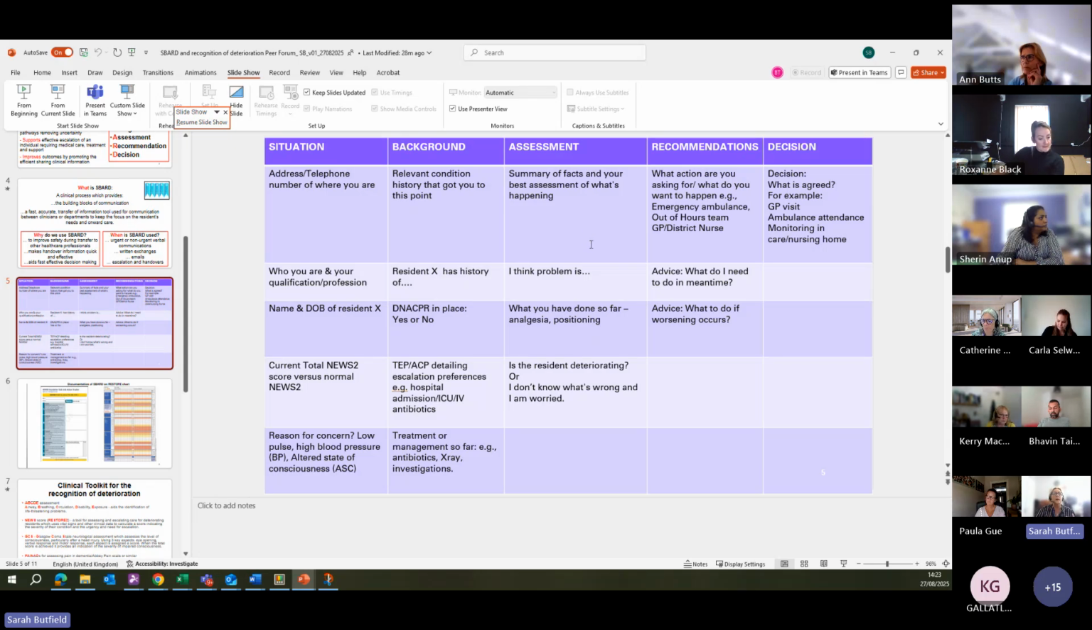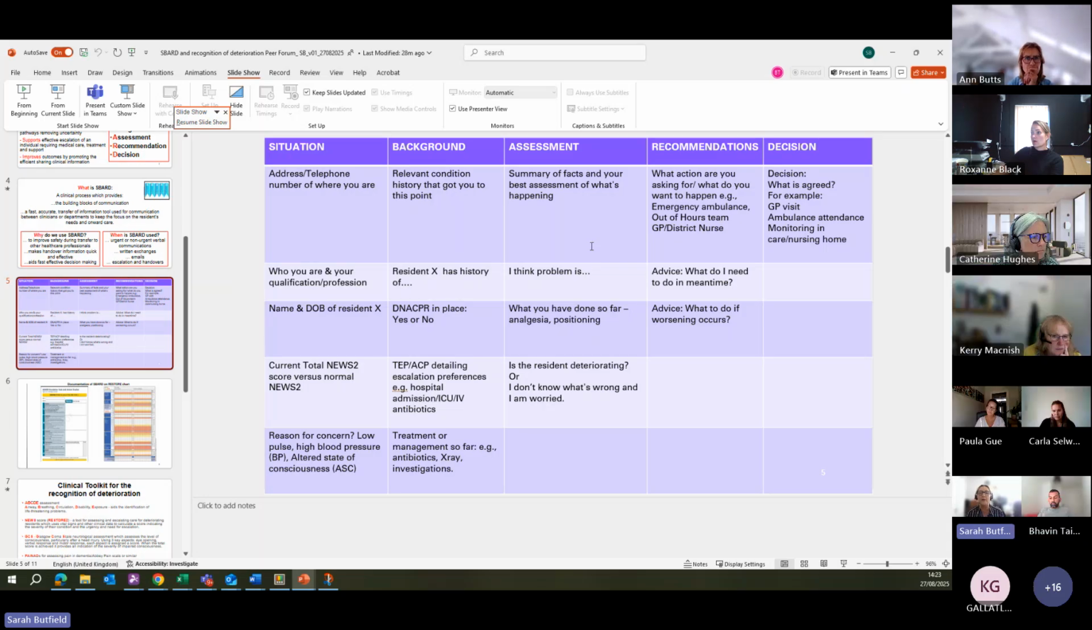So it's a summary of what you've done so far. Have you had to move somebody to make them safe and comfortable? Have you given analgesia? Is there any bleeding? Have you stemmed that bleeding? So you've set the scene with the situation and the background, and you are collating that assessment as to where you are now that you've got those three components in place.